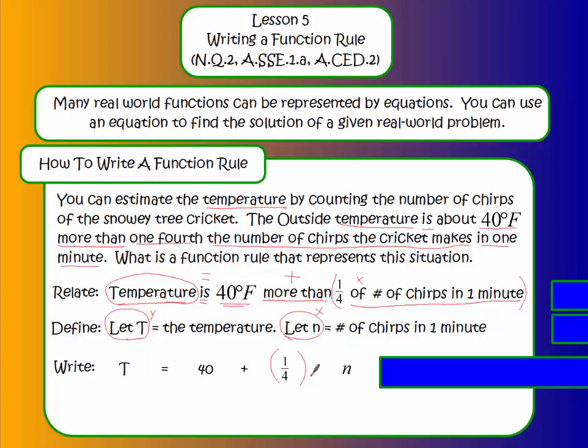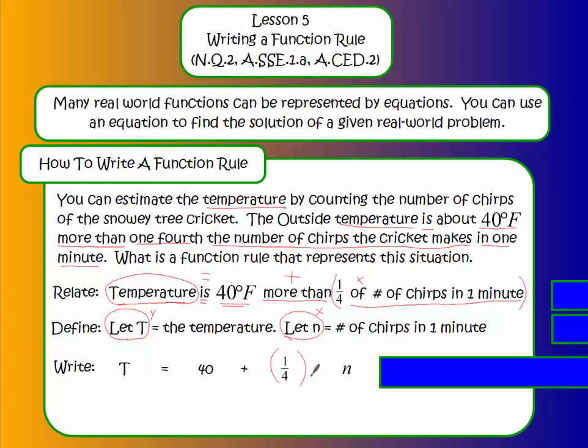Okay. If I wanted to solve for this, well, I can't really solve anything. I have two variables, so I would need to know some more information. Like the cricket chirped 87 times. Then I would know what the temperature was. I would plug in 87 for n, and that would be able to determine what T was.